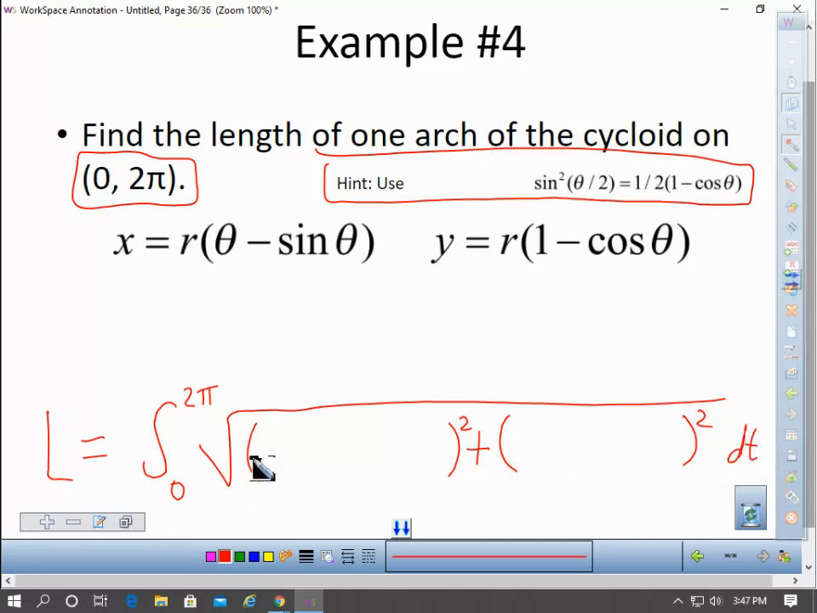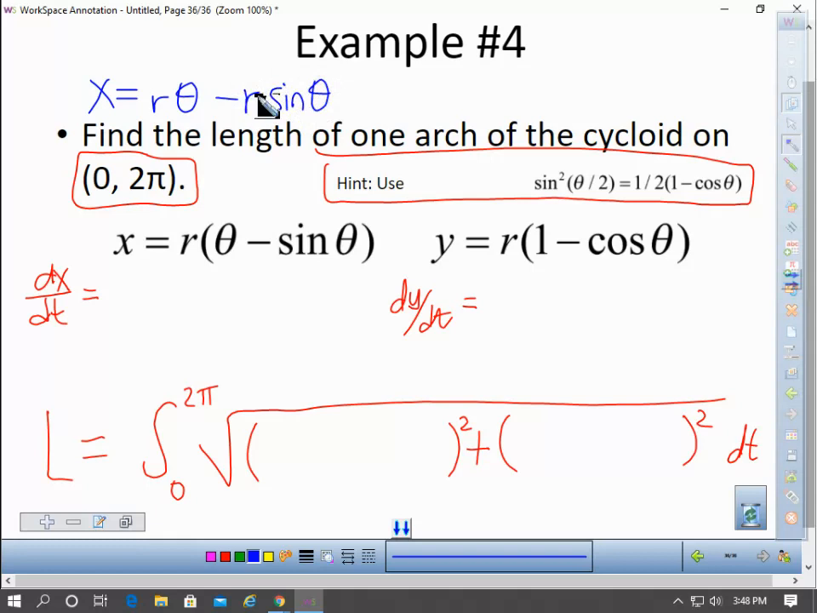So the hard part about this problem, here's x, we need dx dt. So some of these, I suggest you figure out your derivative before you do your formula. And we need dy dt. So we need the derivative of this, okay? So to do the derivative of this, I suggest multiplying this out because we have a product. So x is equal to r theta minus r sine. All right, over here, y equals, distribute this out, r minus r cosine. So I need the derivative of this. So in terms of thetas, excuse me, this should be thetas.